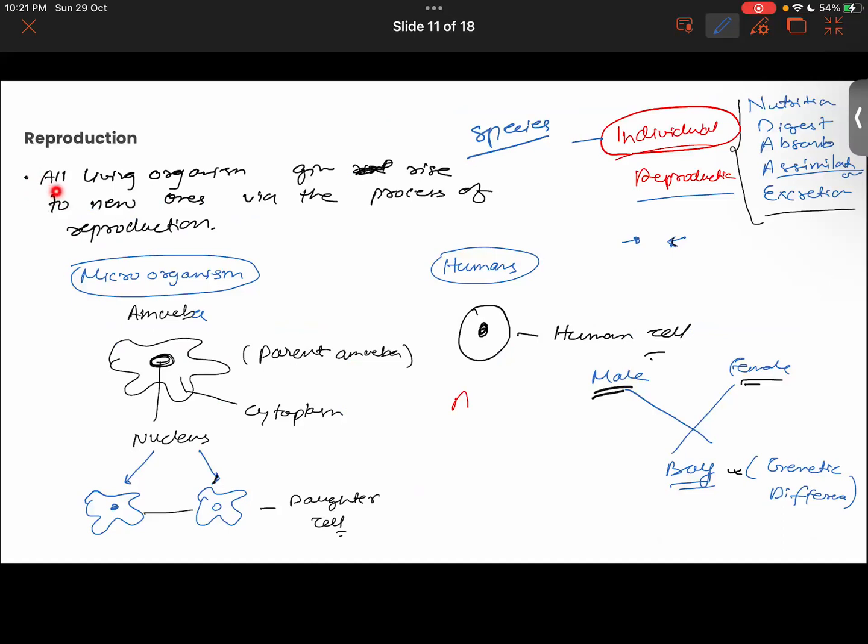You will firstly say that all living organisms give rise to new ones by the process of reproduction, and then you will say that the mode of reproduction in different organisms could be different. Further you will say that in the case of a microorganism, for example an amoeba, the parent cell divides into two daughter cells. I guess you will be able to do that, or should I explain all the definitions, and can you write them yourself? Yes, I will try.